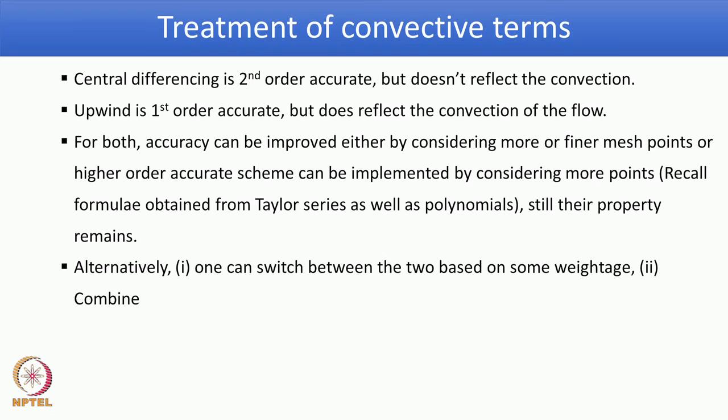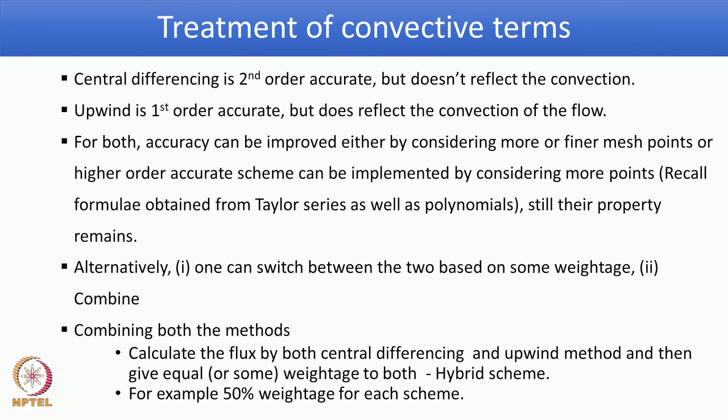Alternatively, one can switch between the two schemes, that is central or pure upwinding, based on some weightage. So, you decide if the flow is less, then you can switch, or if the flow is normal, then you can go to the central difference scheme. Or you can calculate first by central difference scheme, second by pure upwinding, consider equal weightage to both and then combine them. So, this is what is known as a hybrid scheme.